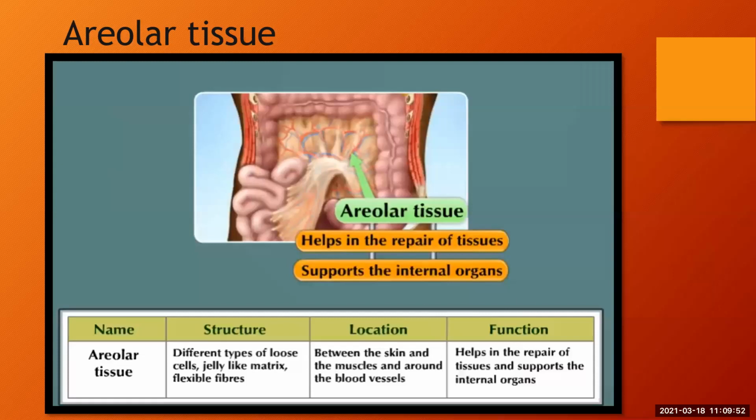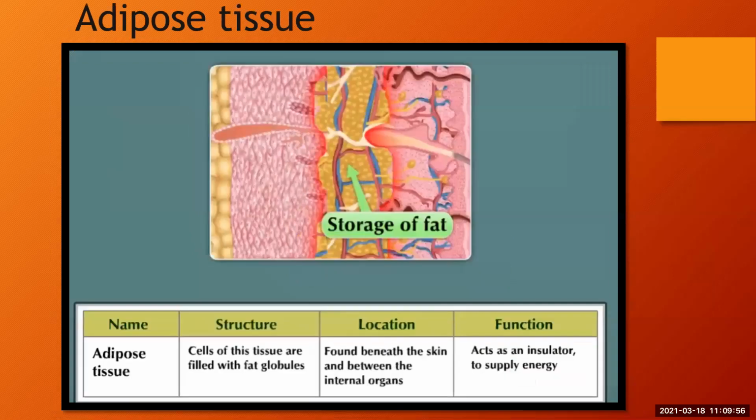The next is adipose tissue. The structure is cells of this tissue are filled with fat globules. We can see here the structure is filled with the fat globule, and the location is found beneath the skin and between the internal organs. It acts as an insulator, and the function is they supply the energy.